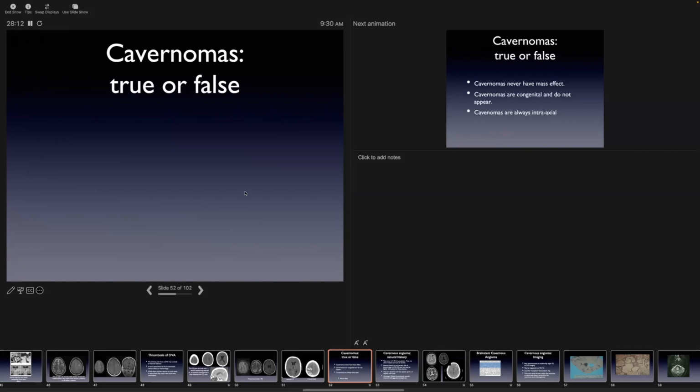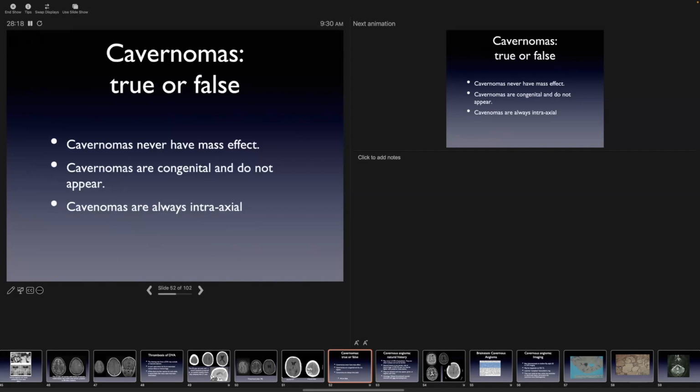And then we're going to move to this last category. These are cavernomas. And I'll offer these questions for you to think about. Cavernomas never have mass effect. Cavernomas are congenital and don't appear. Cavernomas are always intraaxial. I offer these because I think these are conventional ways of thinking about cavernomas, and these are all false. Cavernomas can have substantial mass effect.